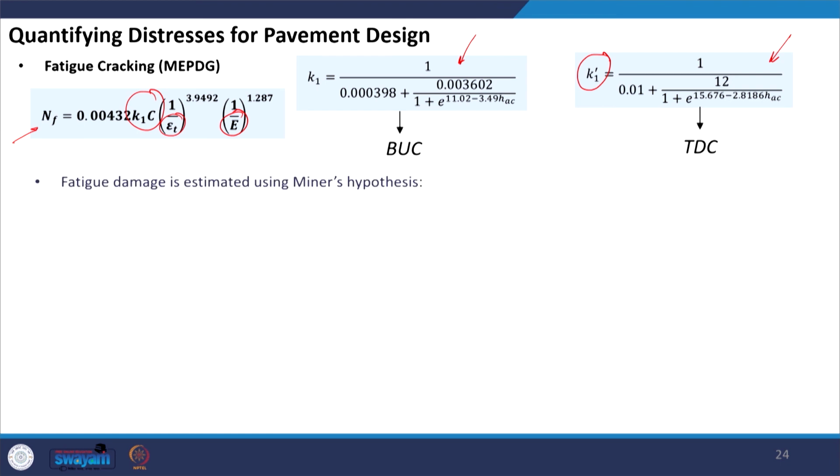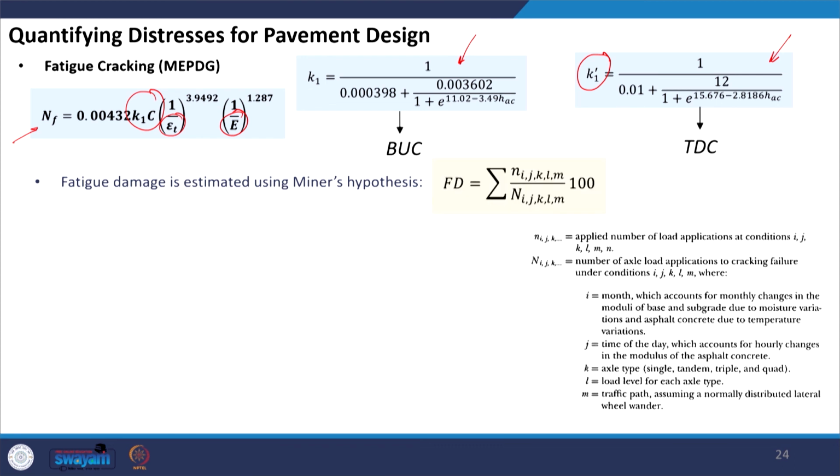Then fatigue damage is ideally evaluated using Miner's hypothesis, where fatigue damage is defined as the summation of ni by capital N, where ni is the applied number of load applications, and capital N is the allowable number of load repetitions. I am not discussing this in detail here because this is more related to pavement design.